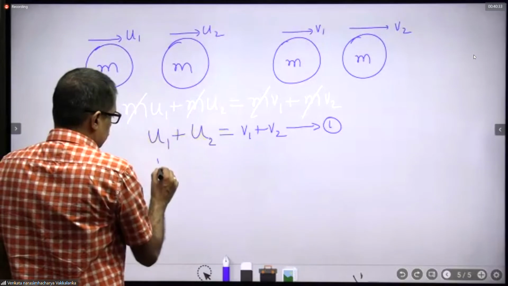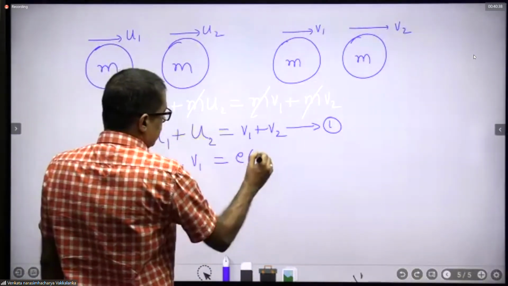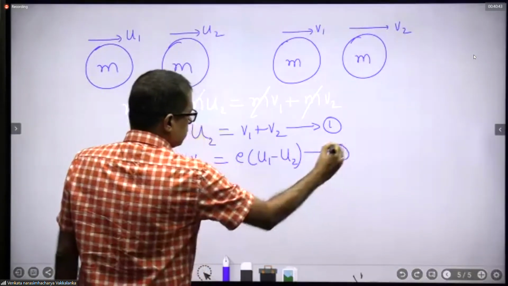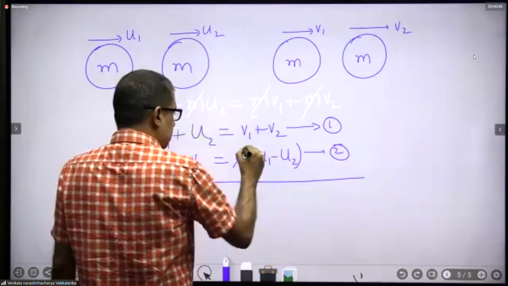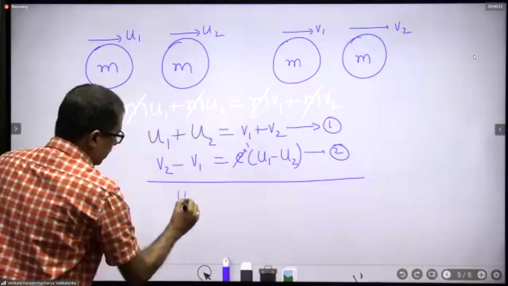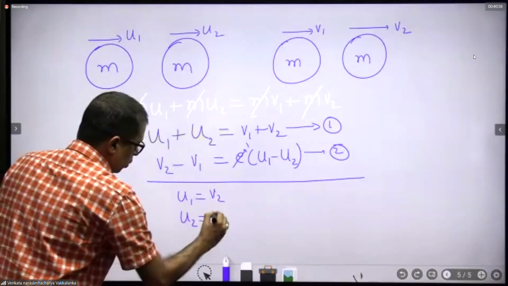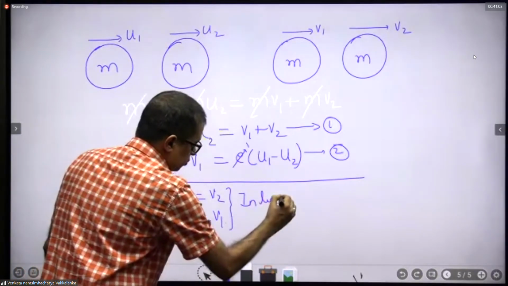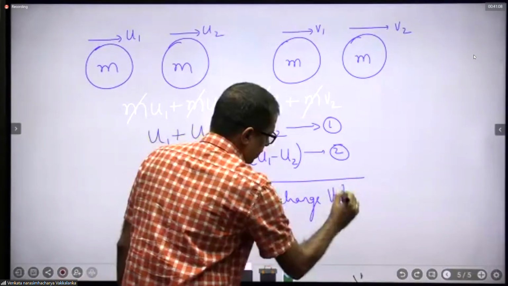So v2 minus v1 is small e into u1 minus u2. This is the equation I told you. And e is equal to 1. Now simplifying both, I will get u1 is equal to v2, u2 is equal to v1. Interchange their velocities.